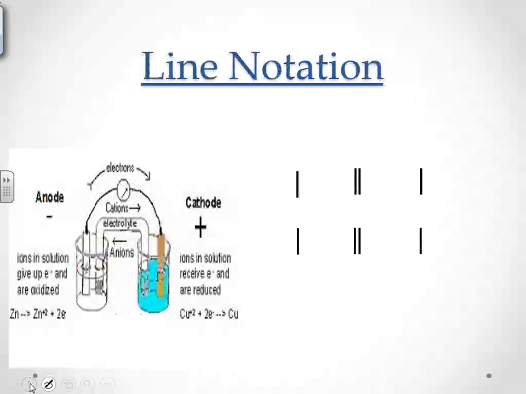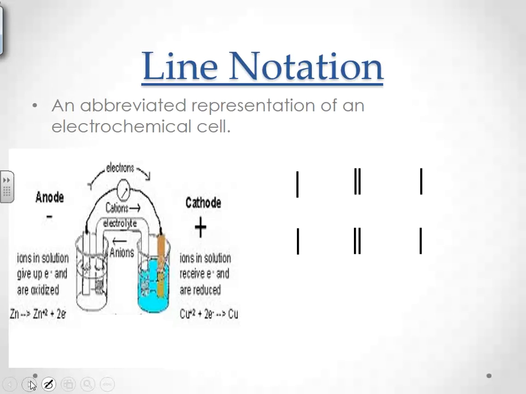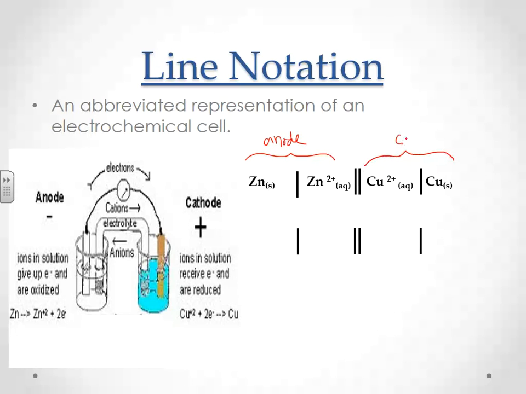Now, let's talk about a shorthand notation that we use, which is called line notation. That same electrochemical cell, the one I have here, an abbreviated or condensed way to represent the electrochemical cell is by using line notation. So basically what you do, you'll notice I do have lines here, but the way you separate it all out is you start from your anode half cell. Anode is going to be written first, and then your cathode is going to be written second. The double parallel lines here represent your salt bridge.